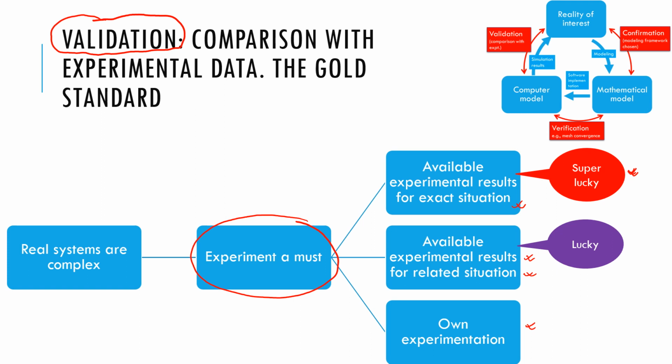The next best possibility, and that happens quite often, is that there's available experimental data for a related situation. So that's what I would call somewhat lucky. If there are available experimental results for a related situation, then you change the model slightly, hopefully, to the conditions of the experiment so that you can actually compare with those experimental results. Quite often, we have to do our own experimentation.